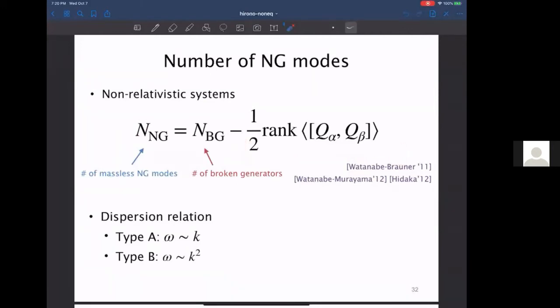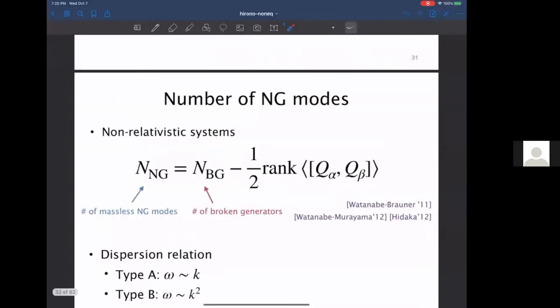Moreover, there's a classification of the Nambu-Goldstone modes into type A and type B. Type B modes are defined as modes which contribute to this pairing. And those modes are typically shown to have a quadratic dispersion relation, while the modes which do not contribute to the pairing have a linear dispersion relation.